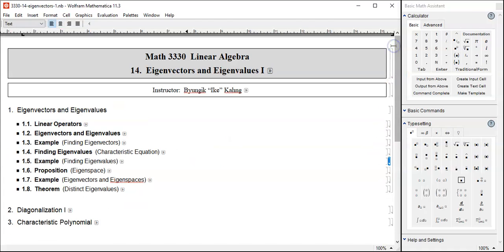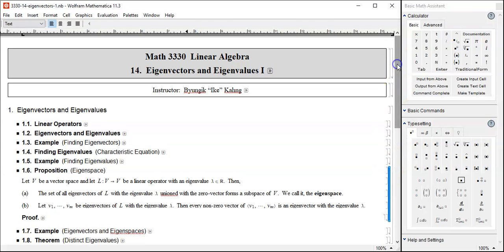Now that we have eigenvalues, you can find eigenvectors, and you can consider the vector space determined by those eigenvectors. Those are called eigenspaces. The set of all eigenvectors with respect to a specific eigenvalue lambda, union with the zero vector, forms a vector space, a subspace. That subspace is called an eigenspace.